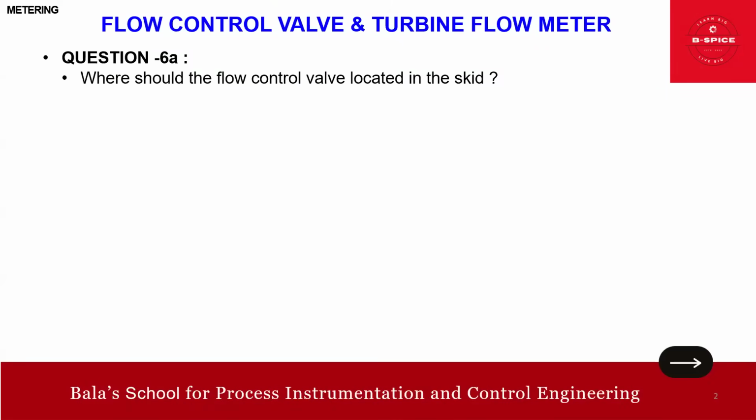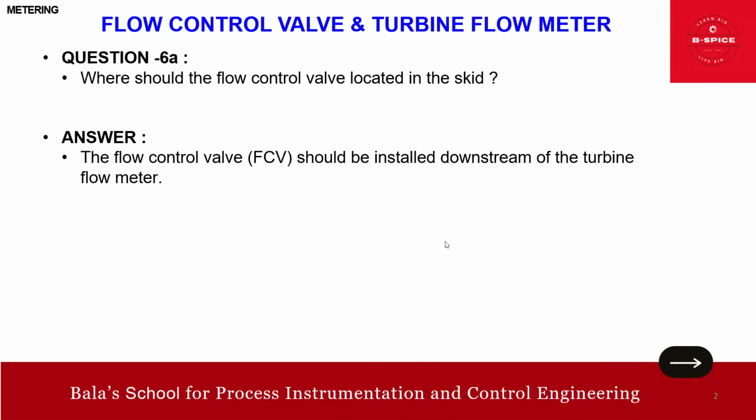So where should the flow control valve be located in the skid? That is the first question. Friend, the flow control valve should be installed downstream of the turbine flow meter. Why? What is the reason?